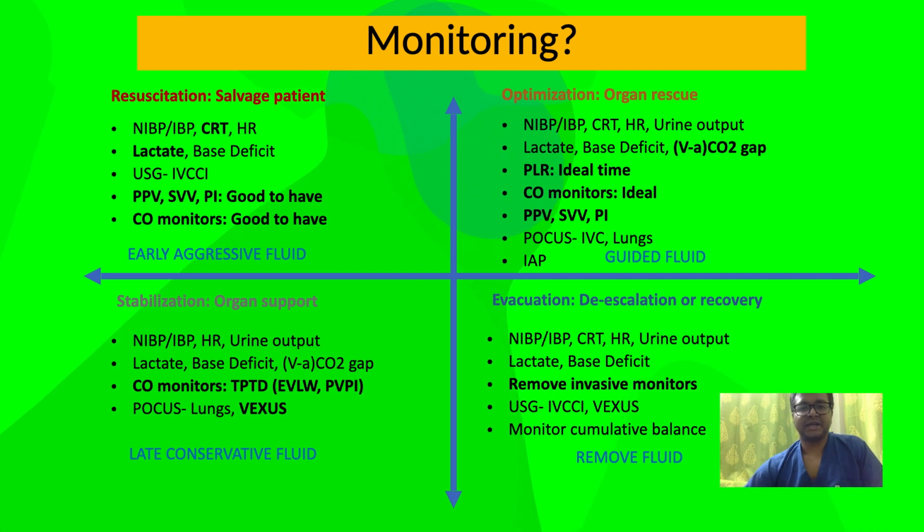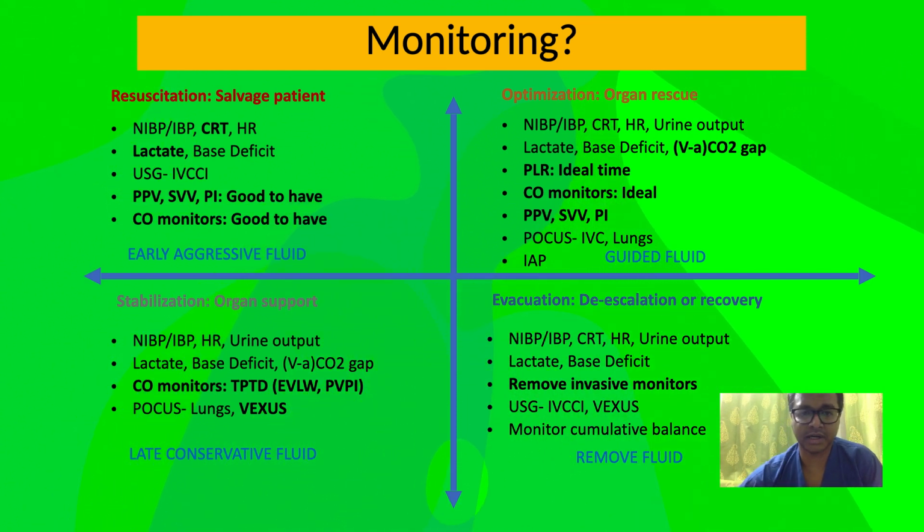In the optimization phase, when we are looking for organ rescue, this is the ideal time to go ahead with cardiac output monitors and a fluid responsiveness check every time we are giving fluids to our patients. And also, it is important to look at the global perfusion markers like lactates, base deficit, and nowadays we are also talking about the veno-arterial CO2 gap. These are the monitoring we can implement during the next phase of fluid therapy. We can continue that in the stabilization phase.